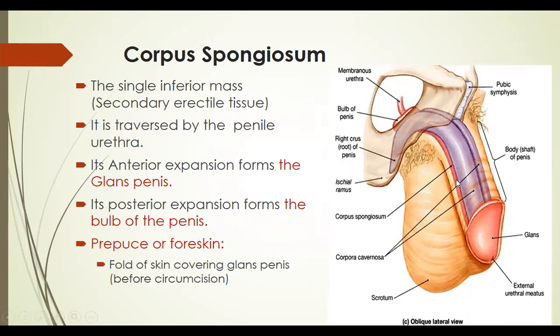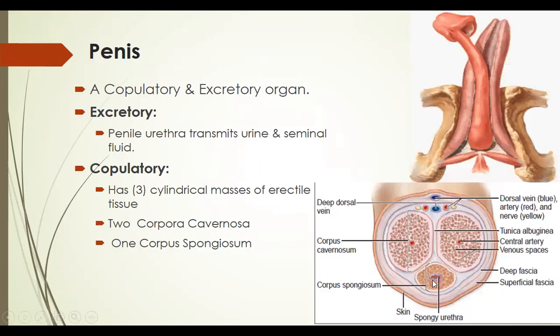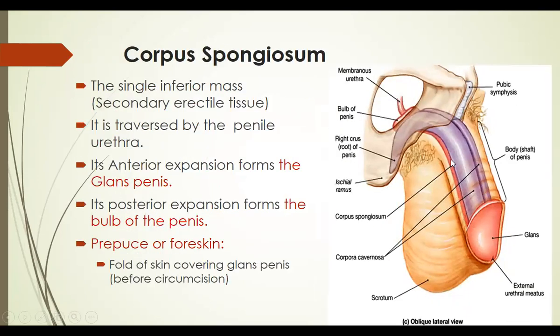Coming to the corpus spongiosum, it is below here. As you saw, this is a non-erectile tissue. So it is a single inferior mass, secondary erectile tissue or non-erectile tissue to be more specific. It is traversed by the penile urethra. So this is the passage of the penile urethra. Its anterior expansion forms the glans penis. This corpus spongiosum anteriorly forms a larger structure called the glans penis. Its posterior expansion forms the bulb of the penis. Posteriorly the bulb, anteriorly the glans. That is the same corpus spongiosum.